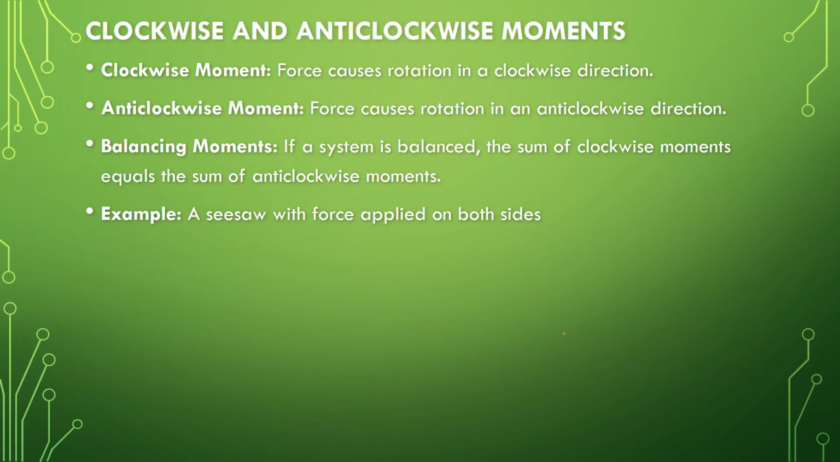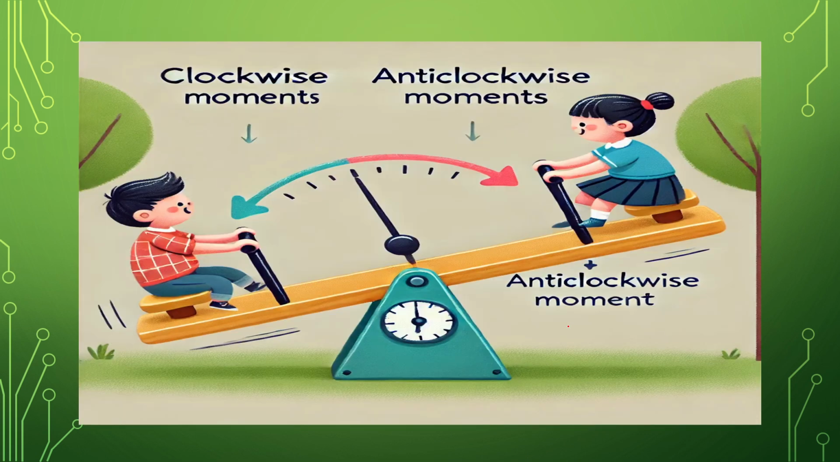Okay, next, clockwise and anti-clockwise movements. So what are clockwise movements? When something rotates according to the clock, or in the order of the clock, that is known as clockwise movements. And clockwise movements are always negative, anti-clockwise are always positive.